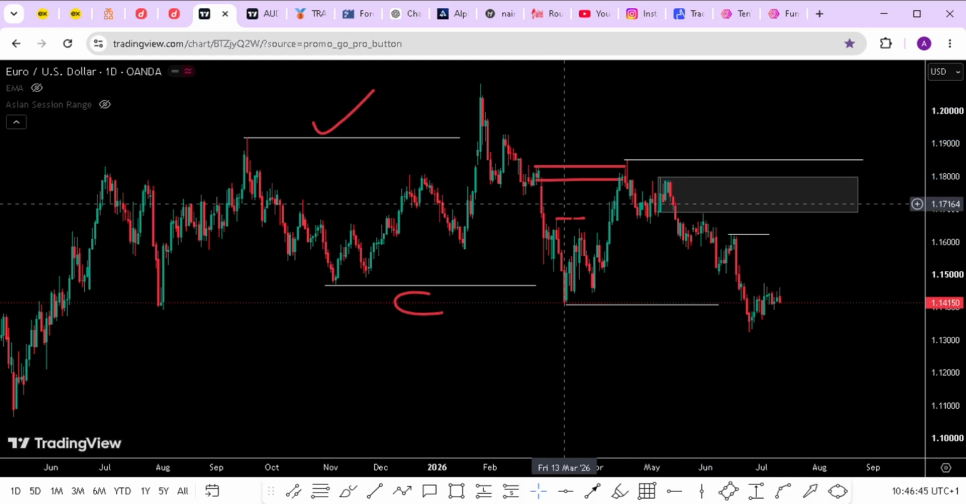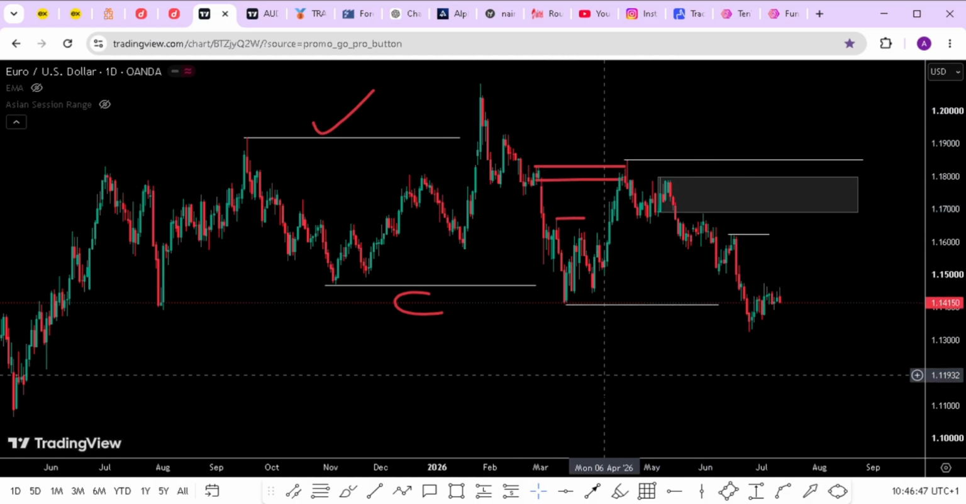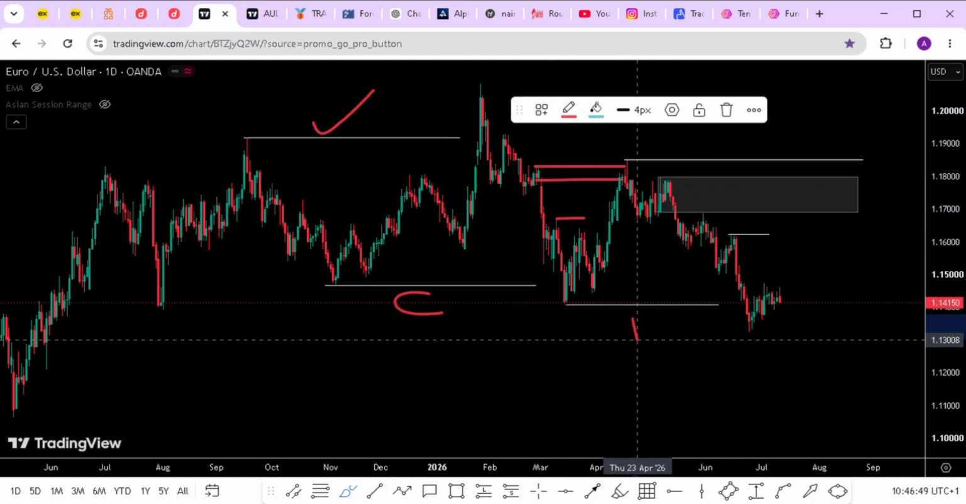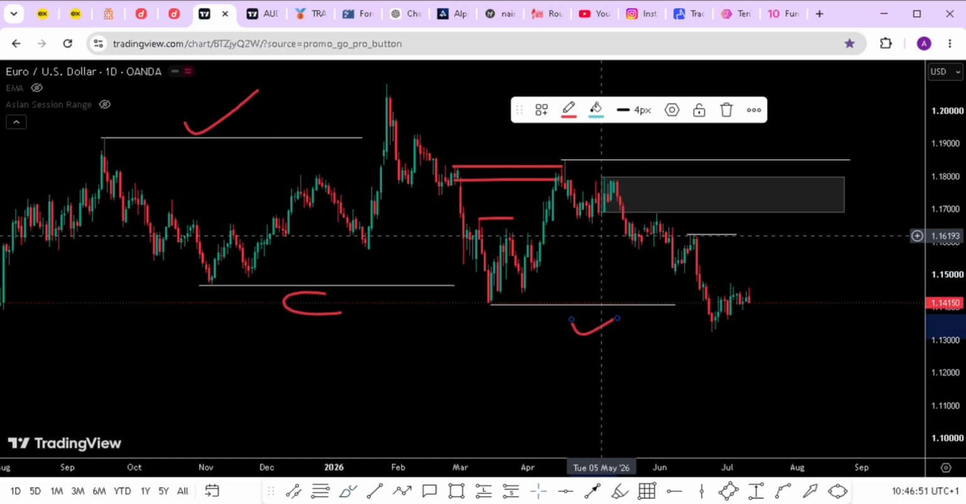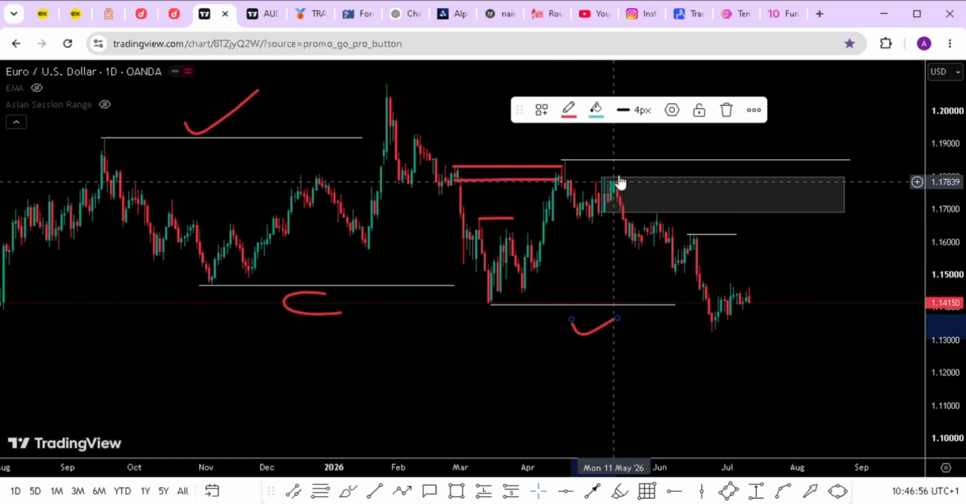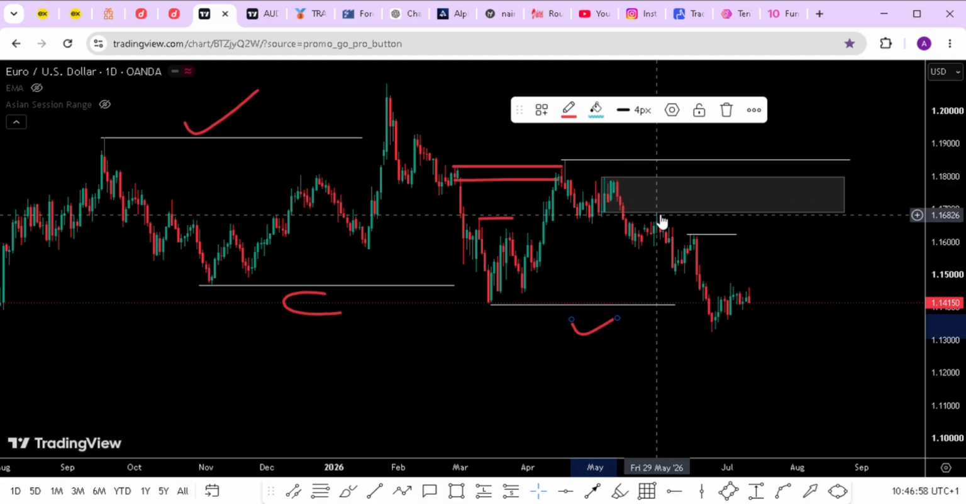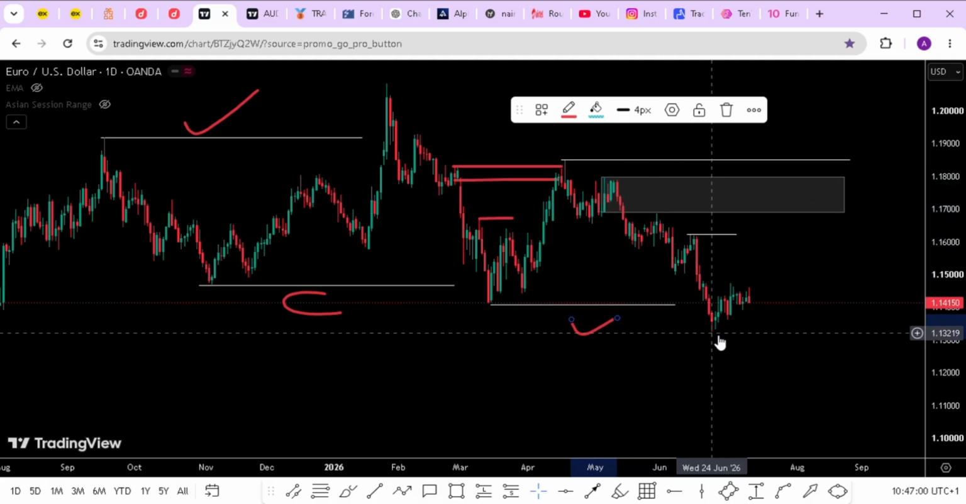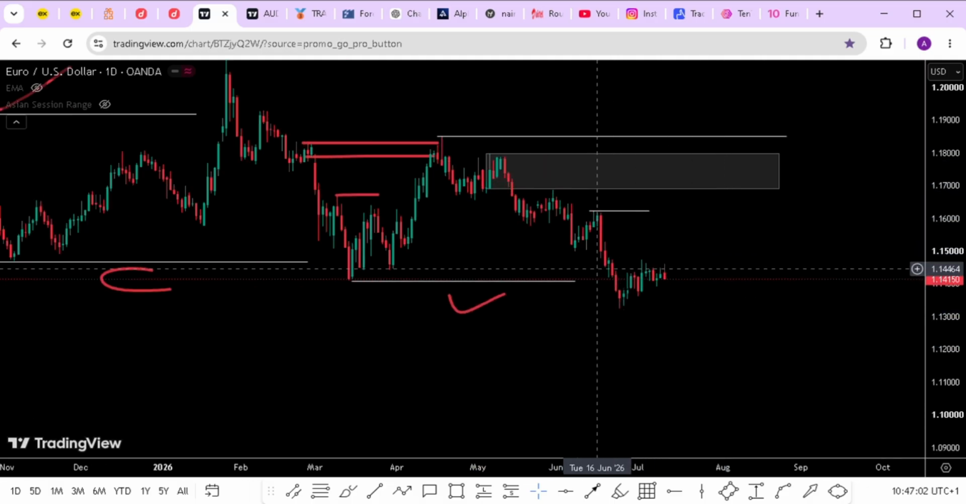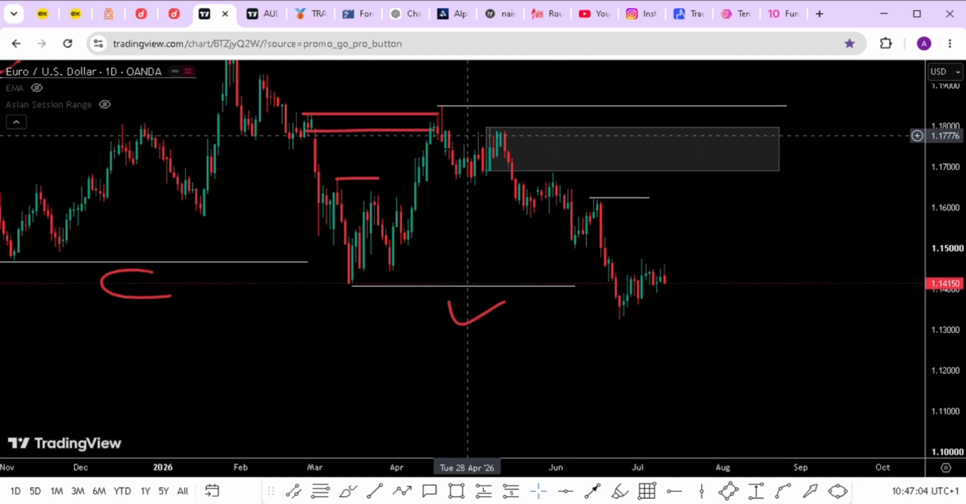So, and you can see that Euro USD did exactly what we are expecting it to do and break this structure. So what are we supposed to do here? You can go to 1 hour time frame and look for entry. If you miss this pullback, you can get another one and another one and another one. So you can see that that's exactly what Euro USD is doing.